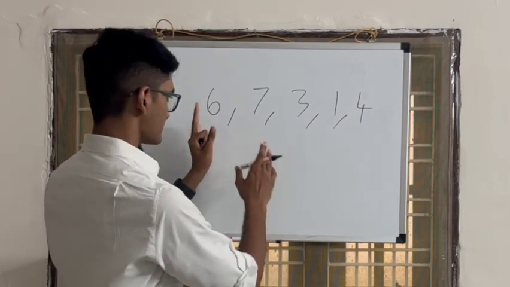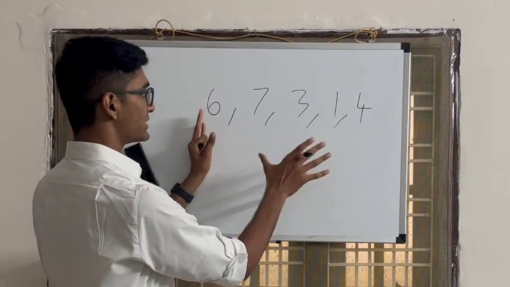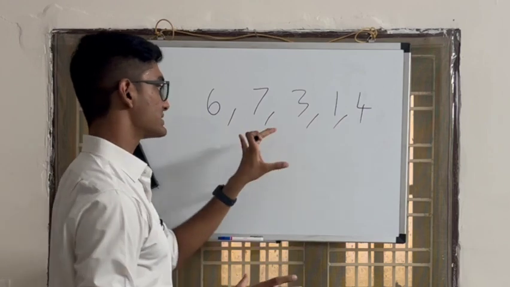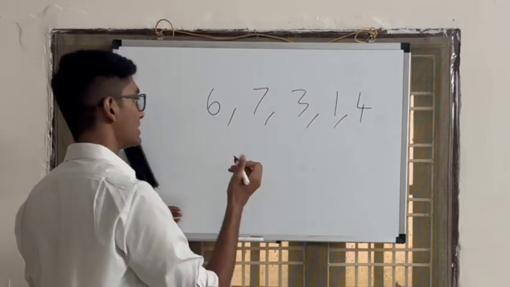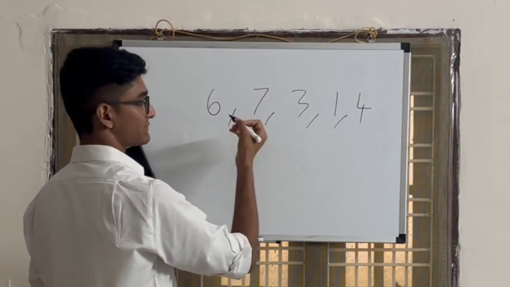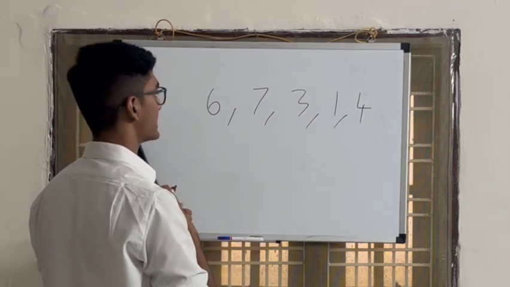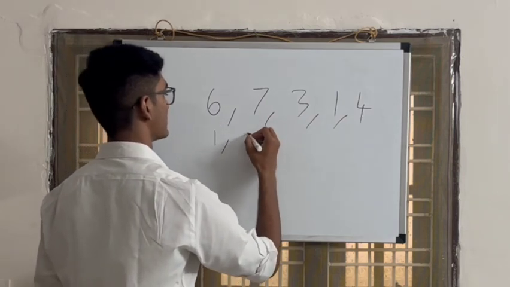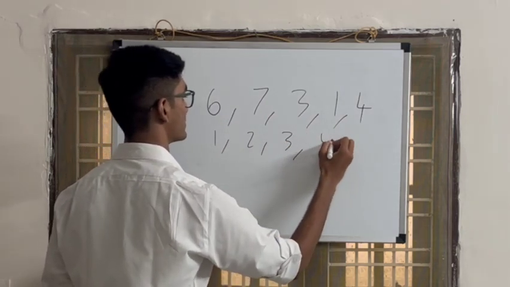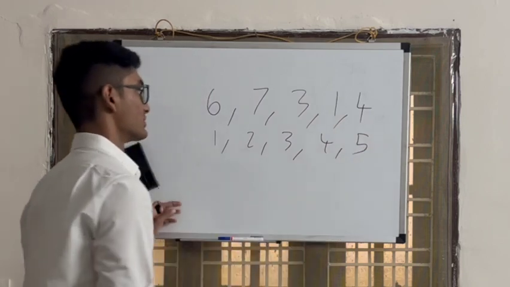Now we need to first sort it in such a way that we can still maintain its indices, right? So for that, what we'll do is we'll make a 2D array. Basically, we'll make a 2D list such that the indices will be maintained. So 1, 2, 3, 4, 5.